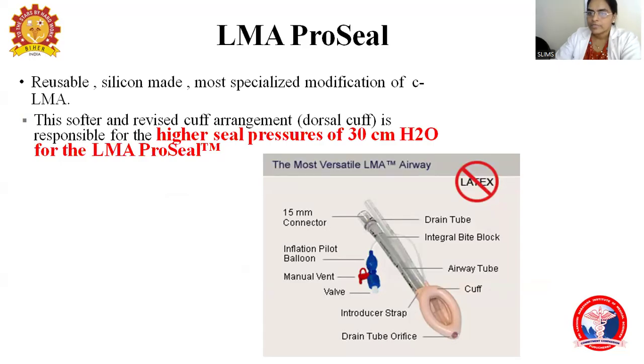So this can be reusable, silicone made, and the most specialized modification of the classic LMA. This softer and revised cuff arrangement, that is the dorsal cuff, is responsible for the higher seal pressure, a seal pressure of 30 centimeters of water for the LMA ProSeal.